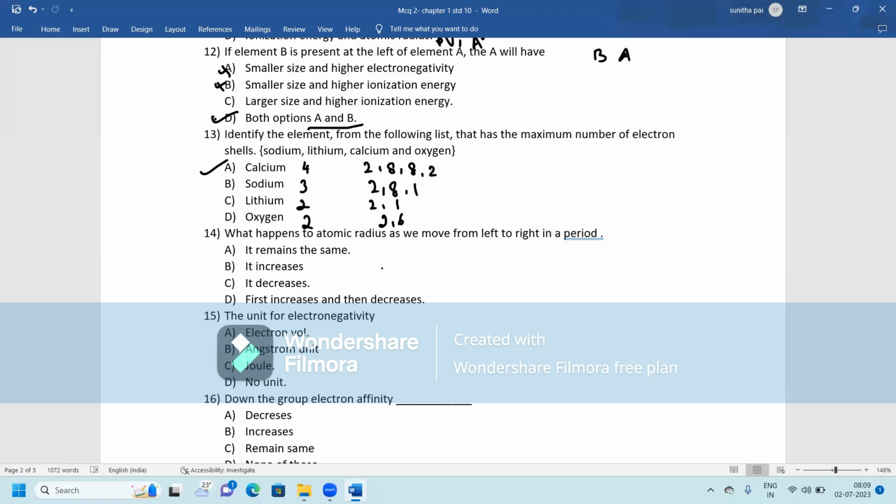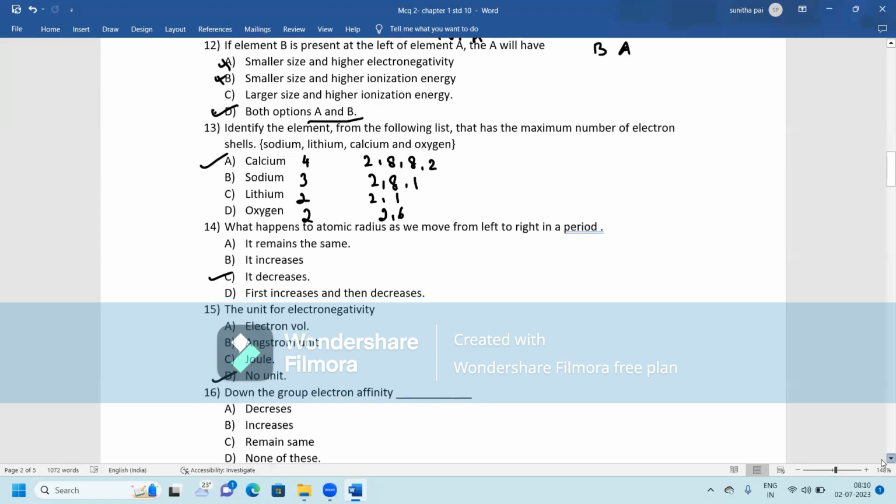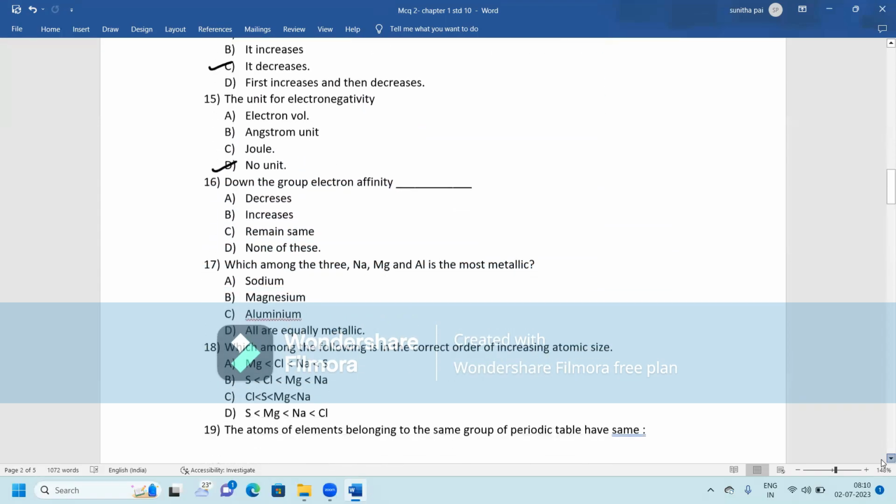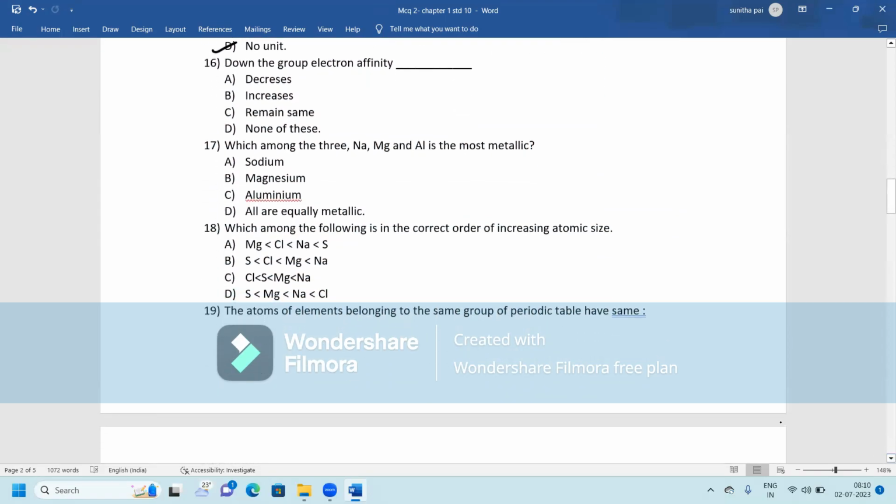14th question. What happens to atomic radius as we move from left to right in a period? So this is just the trend, the direct question. Atomic radius when we move from left to right in a period decreases. Unit of electronegativity. Again a straight question. Electronegativity has no unit.